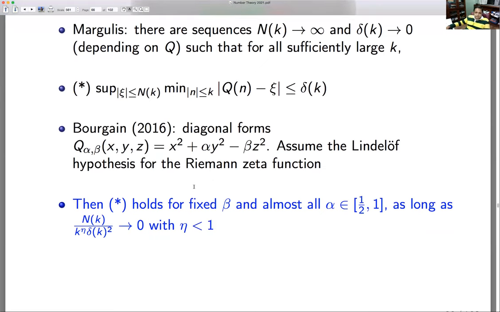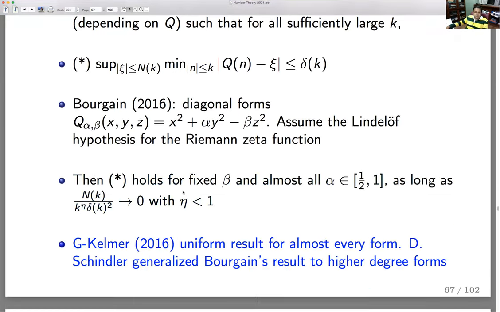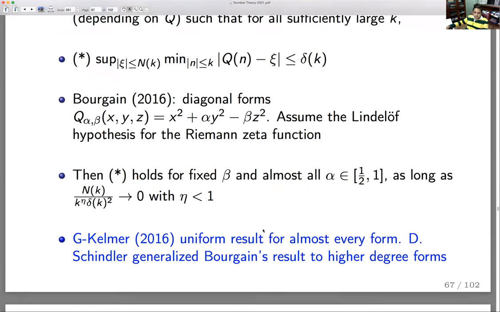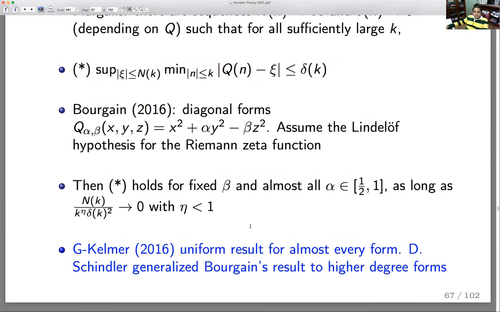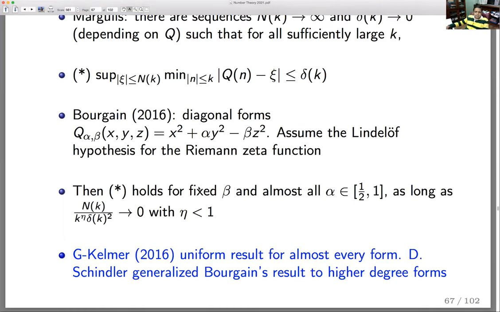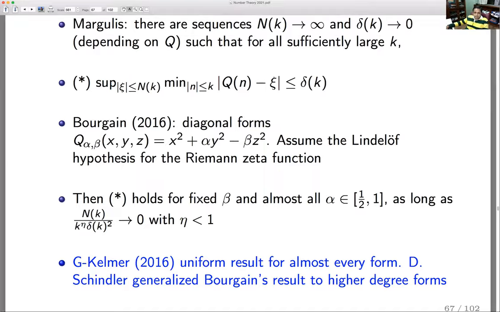So this is a beautiful result of Bourgain. And then Kelmer and myself proved the result using ergodic theory, which is the same as Bourgain's result, but holds for almost every three-variable quadratic form, not the diagonal forms, right? So Bourgain was averaging over a smaller family of quadratic forms. We proved the same result for almost every quadratic form. And recently, Damaris Schindler has generalized Bourgain's result to higher degree diagonal forms. So it's a brief digression on Bourgain's result.